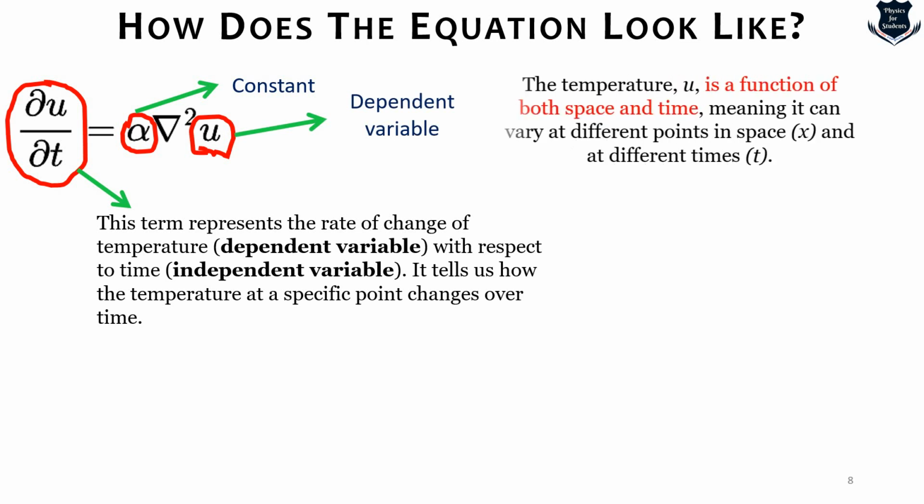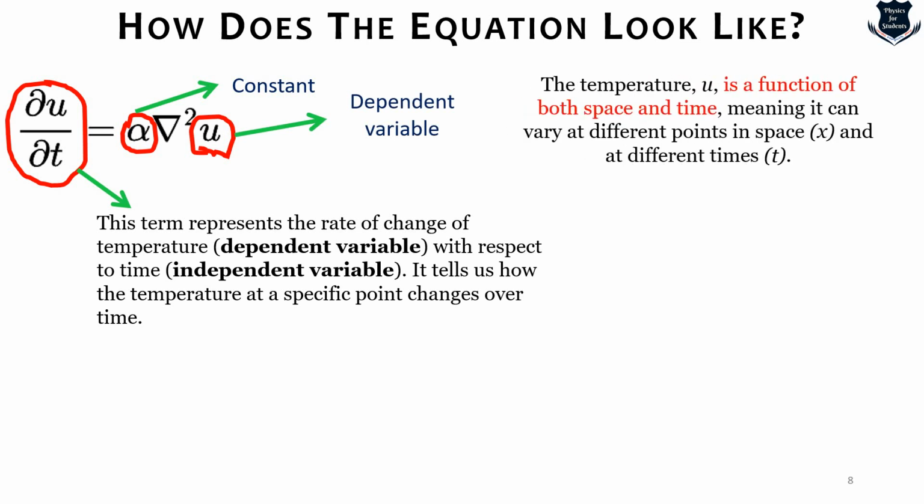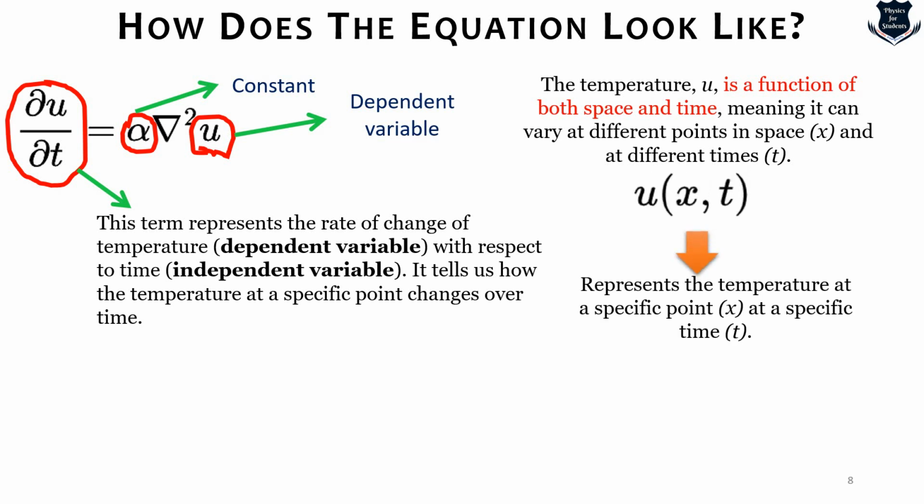This u is the dependent variable. The temperature u is a function of both space and time, meaning it can vary from different positions at different times. Obviously, the temperature of a specific room or a coffee cup will change from one place to another. So x and t are changing, from space to time. Now u of x, t represents the temperature at a specific point x at a specific time t. So del u by del t is the rate of change of the dependent variable with respect to the independent variables, and the temperature u is a function of space and time.